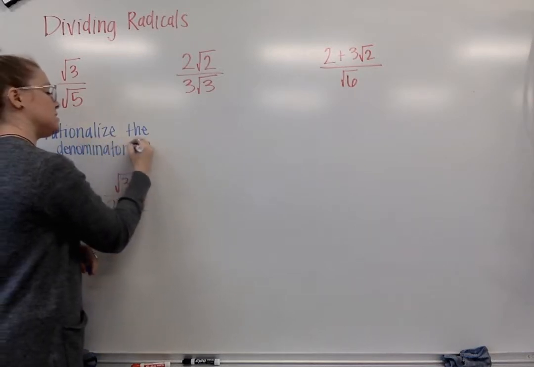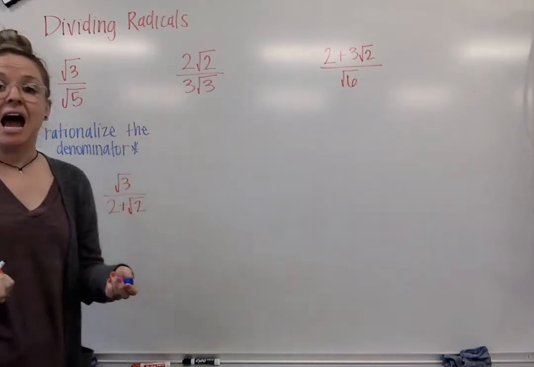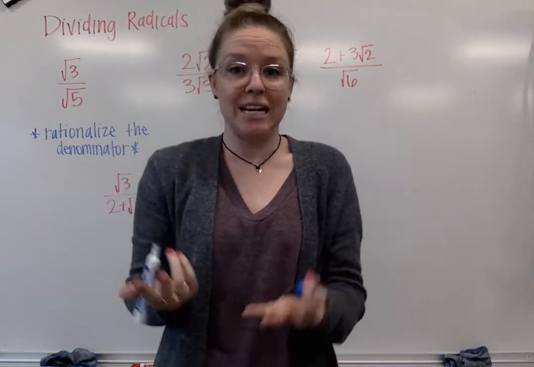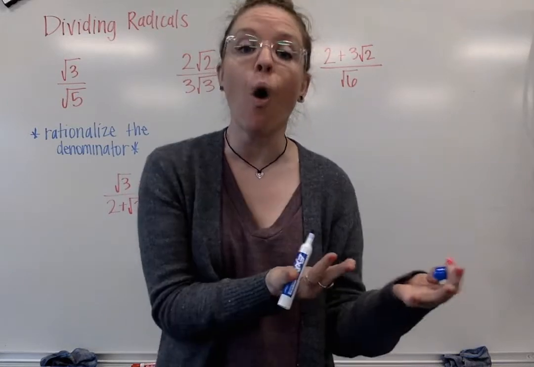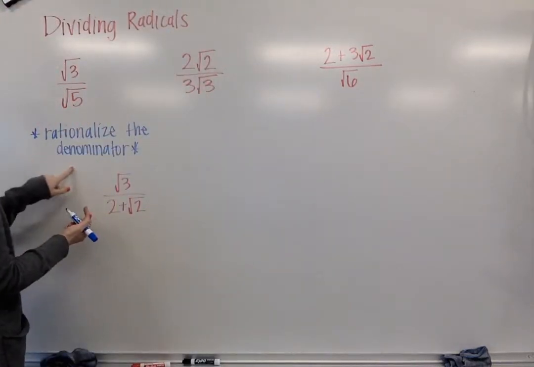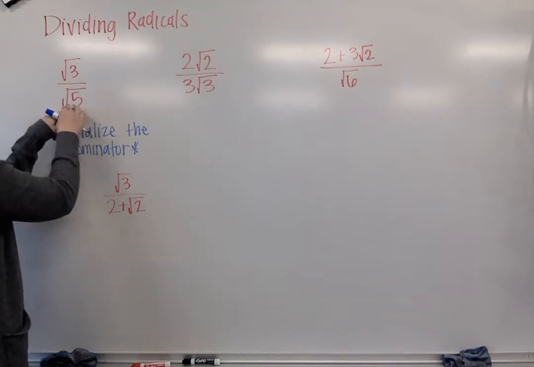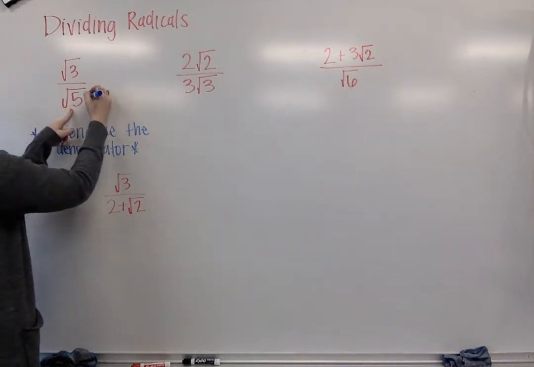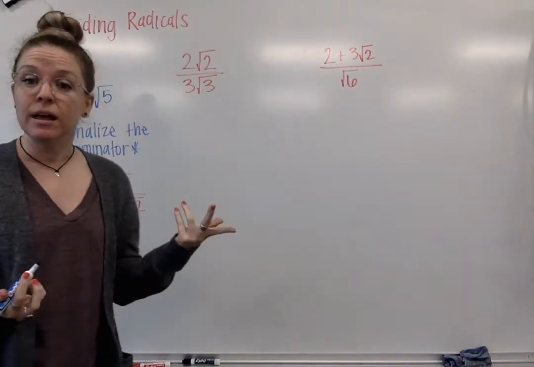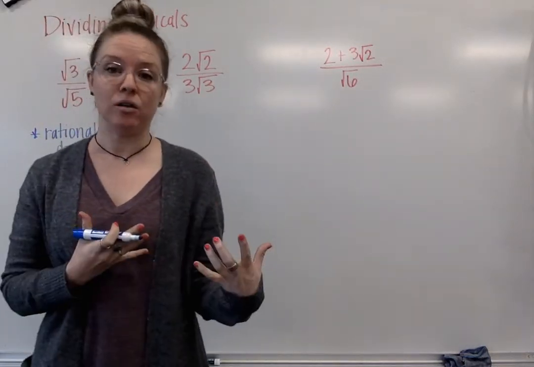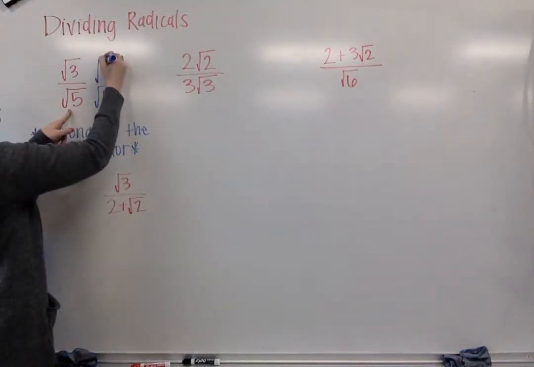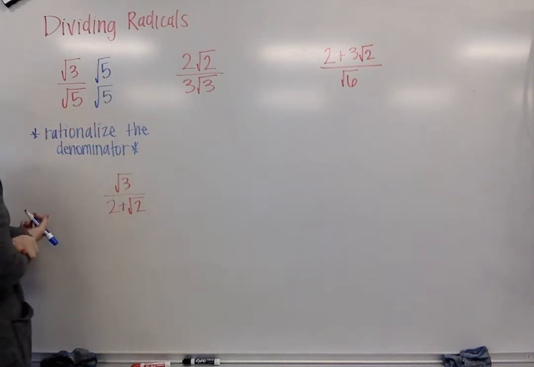To rationalize the denominator, what that means is I just want to get the square root out of the denominator. I want the denominator to be a nice, pretty number, which we call an integer, a whole number. Okay? So to do that, we know that if I multiply a radical by itself, so if I take the square root of 5 and I multiply it by the square root of 5, that's going to get rid of that radical for me. But if I multiply to the denominator, I have to multiply to the numerator as well.